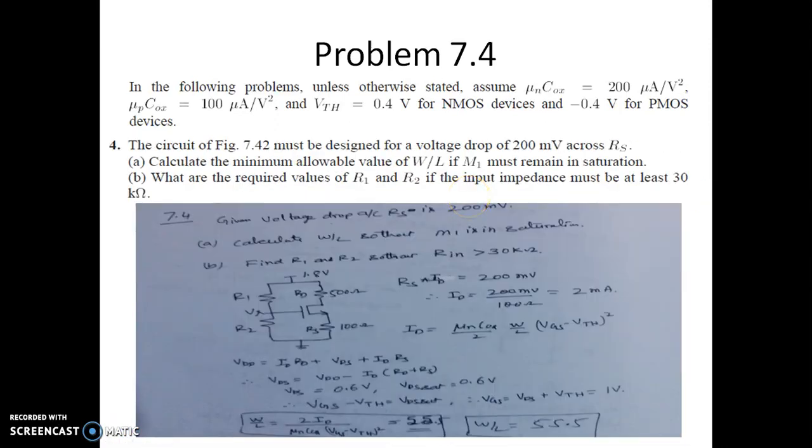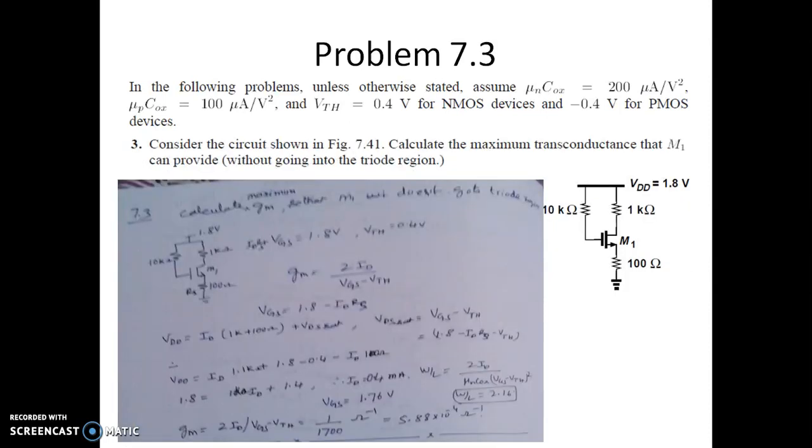Now let us see the third problem, that is 7 point... I hope this is the third problem. Now this is the third one. Considering the circuit 7.41, which is over here, we are asked to calculate the maximum value of transconductance of M1 that the MOSFET can provide without going into the saturation region. Here we are asked to find the transconductance.